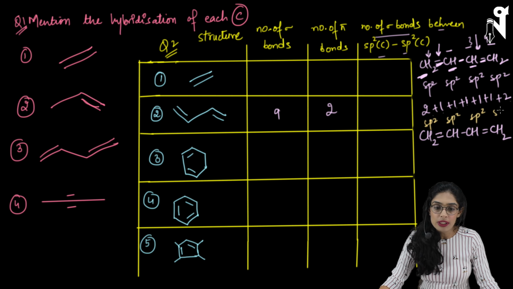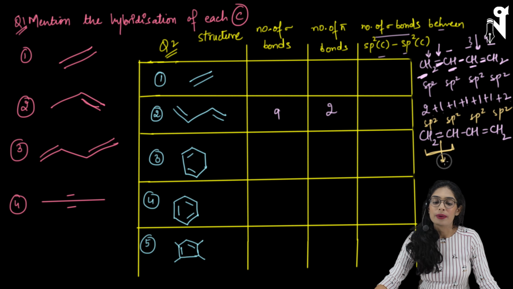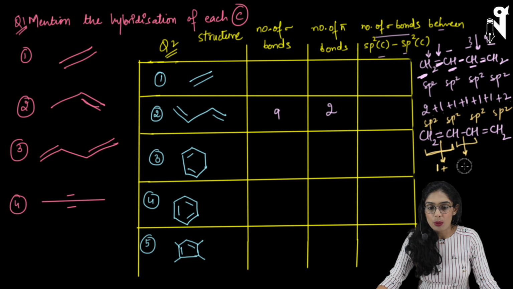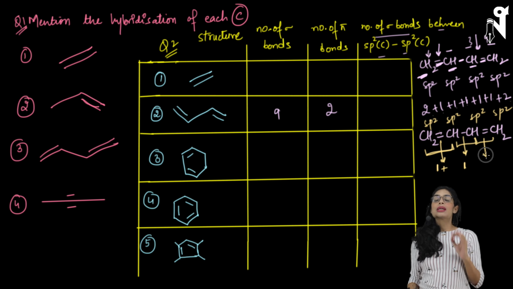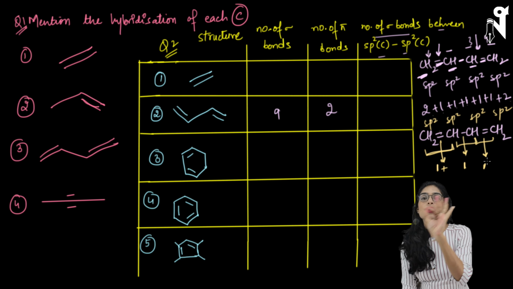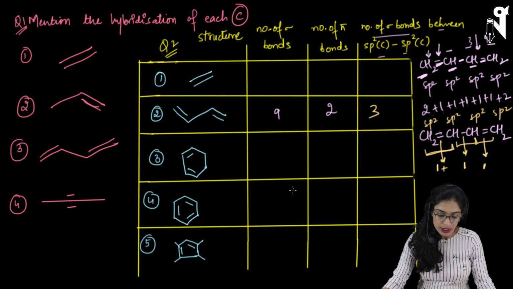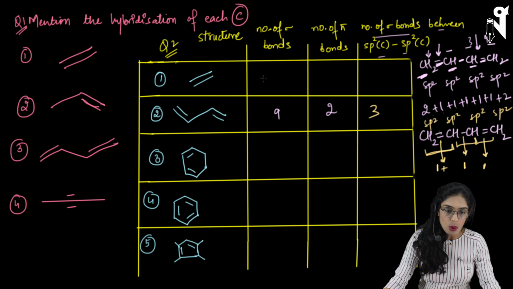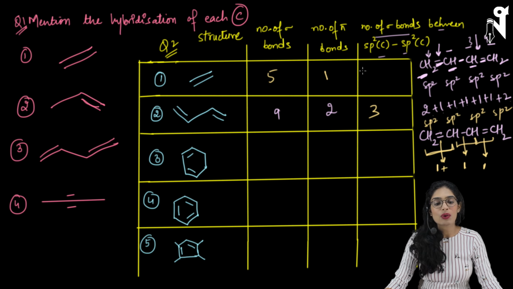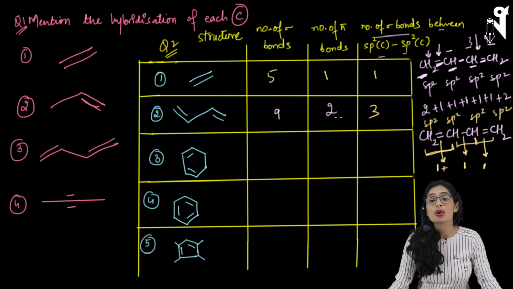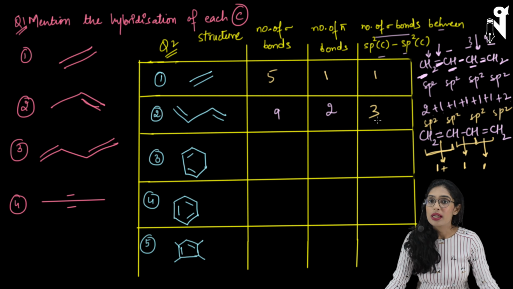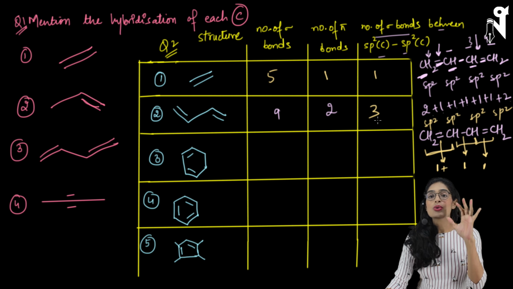If I talk about this pair of sp2, then there are two bonds in between. One is sigma, one is pi. So one sigma bond over here. Then if I talk about this pair, one sigma bond over here. If I talk about this pair, one sigma bond over here. So total 3 sigma bonds are there between sp2 and sp2 hybridized carbons. So in the first case, what was the thing? It was 5, 1 and 1. In the other case, we've got 9, 2 and 3, and I hope the rest you will be able to solve on your own. So try out, figure out what the answer is for this.